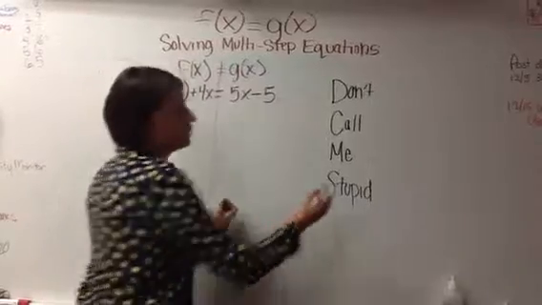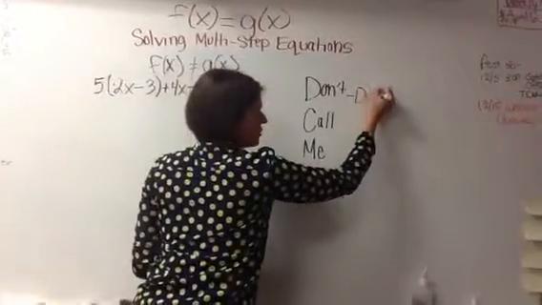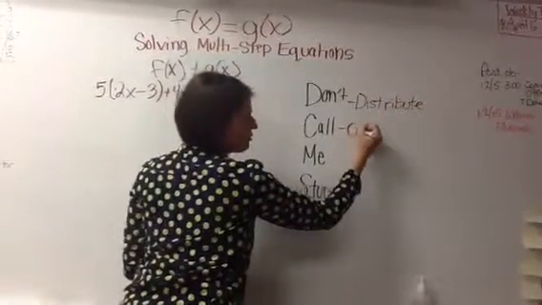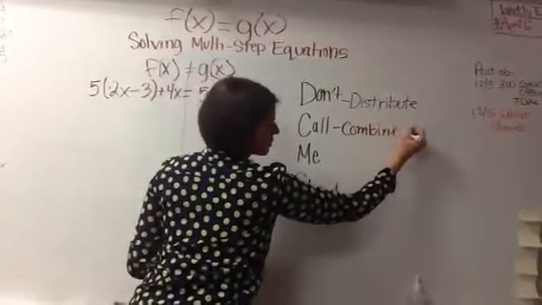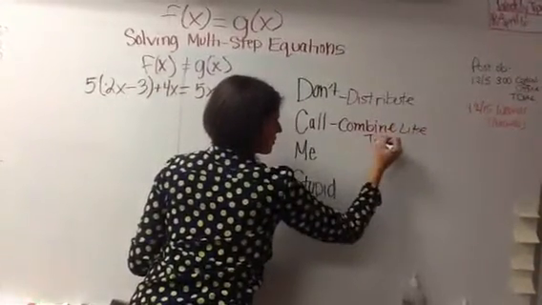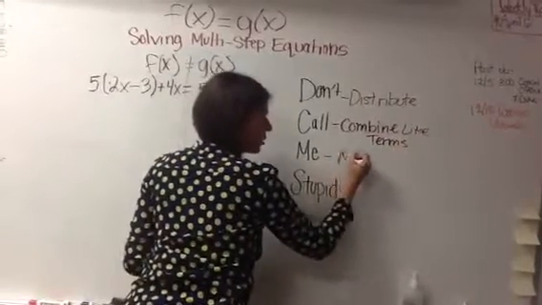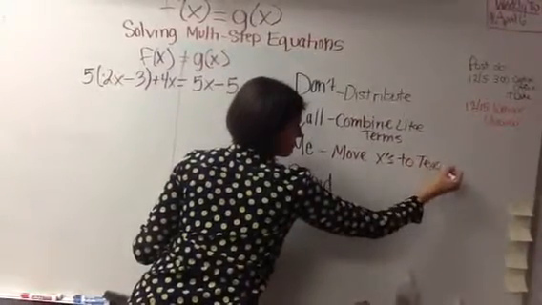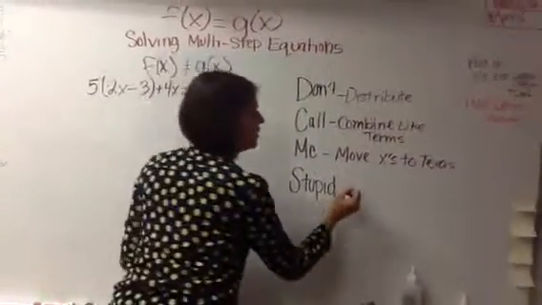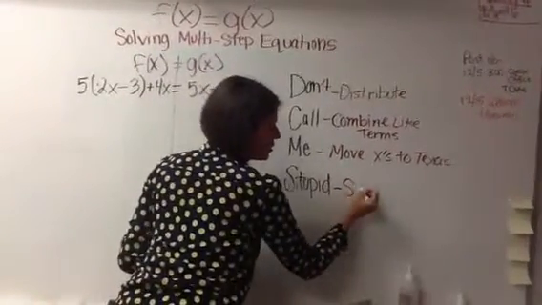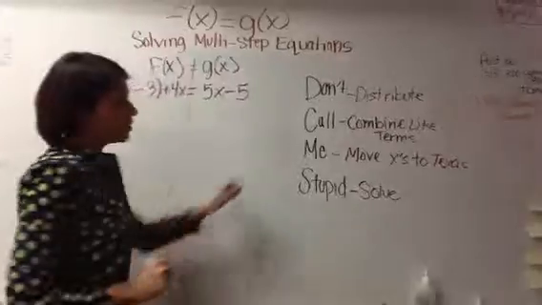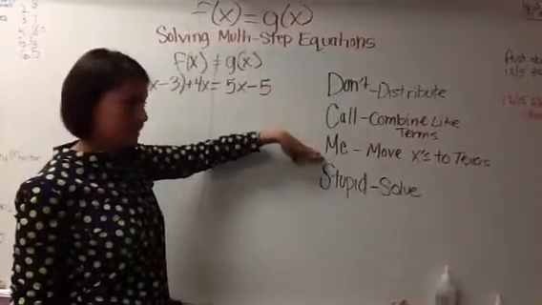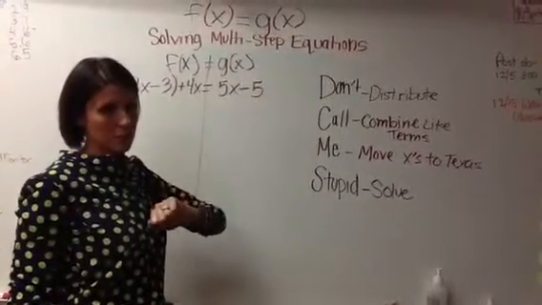And what that stands for is distribute, the C is for combine like terms. The M is for move x's to Texas. We talked about that in the previous video. And the S is for solve. So this is going to tell us the order to go about solving this. Distribute, then combine like terms, then move x's to Texas, then solve the equation you have left.